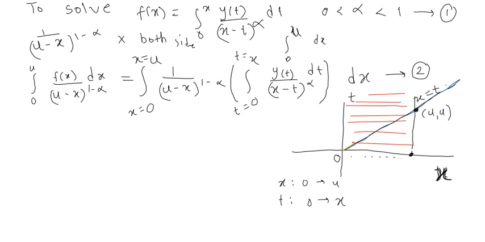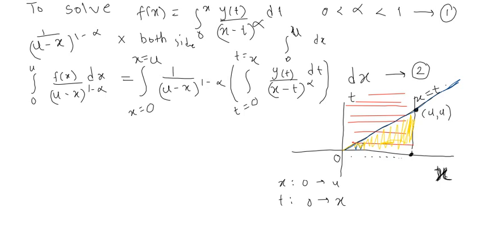Okay, so t is varying from 0 to x. So it is over this. So what is the region of integration? Our region of integration is nothing but this triangle. And now we will change the limits of integration.